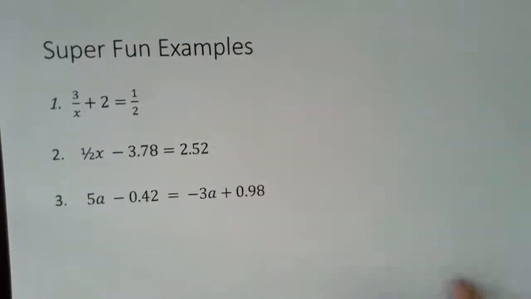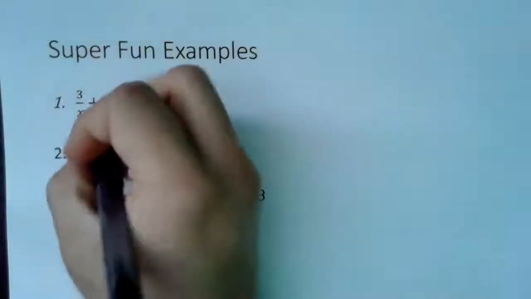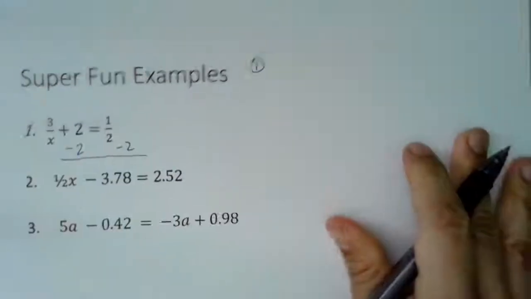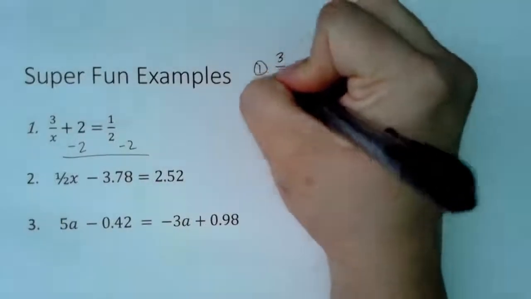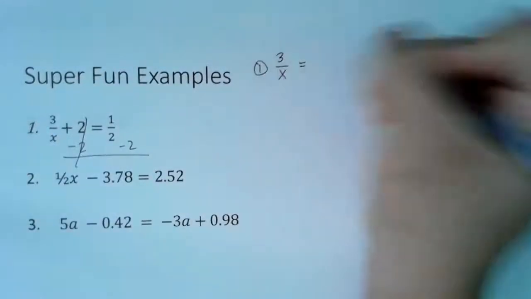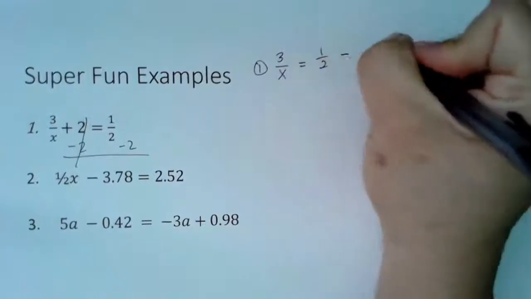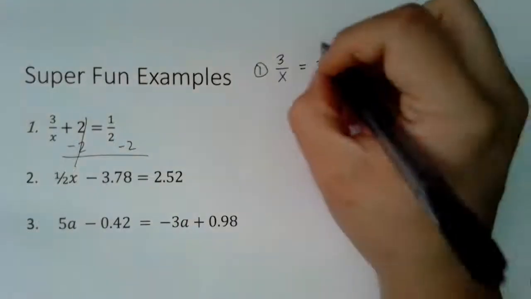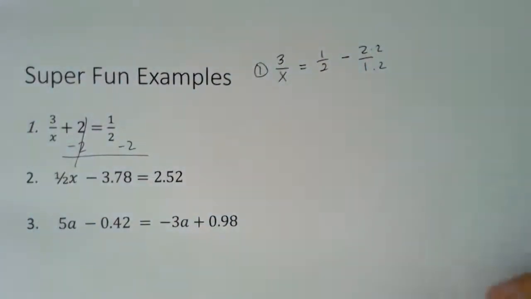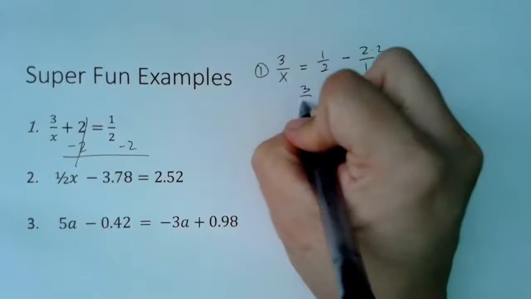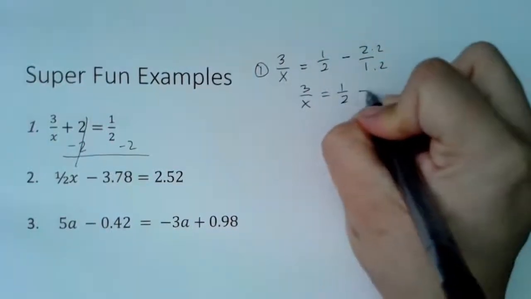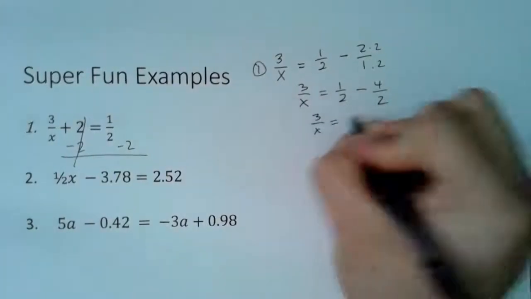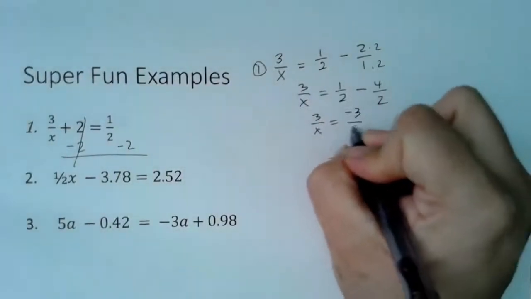Okay, what if you have an x in the denominator? Look at that. First thing we're going to do is subtract 2 from both sides. So we get, I'm going to write the work up here, 3 over x is equal to 1/2 minus 2 over 1. So we need to make this into a common denominator. So times 2 times 2, and we get 3 over x is equal to 1/2 minus 4/2. Okay, so then we get 3 over x is equal to 1 minus 4 is negative 3 over 2.